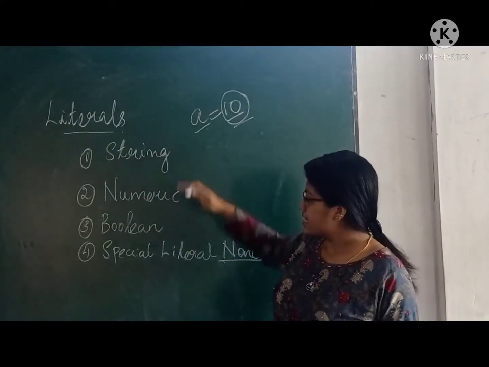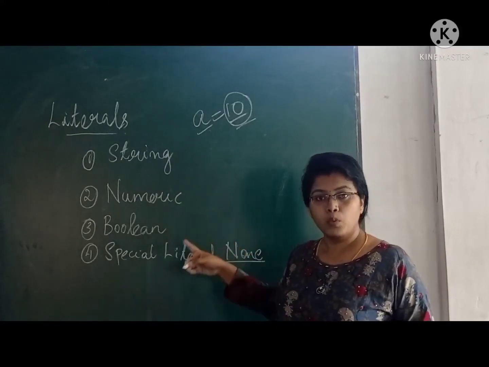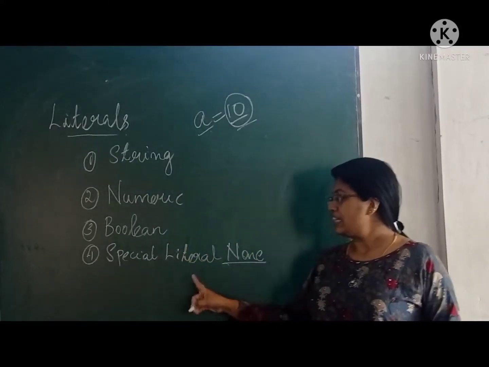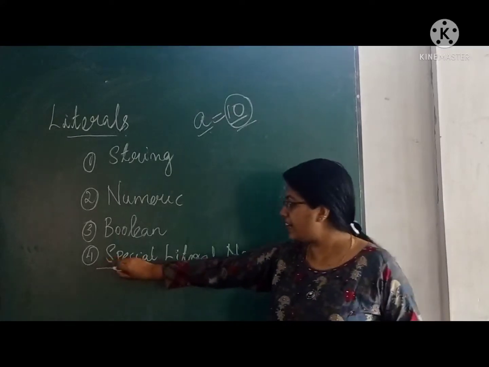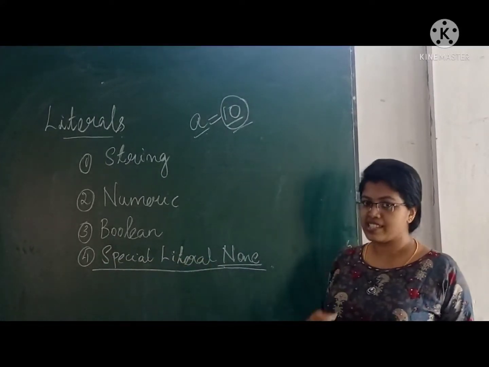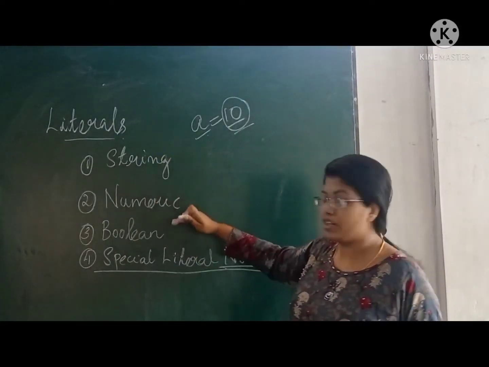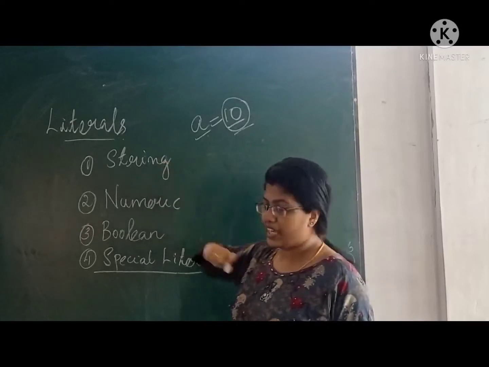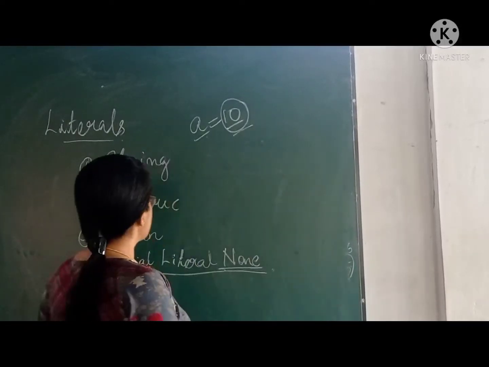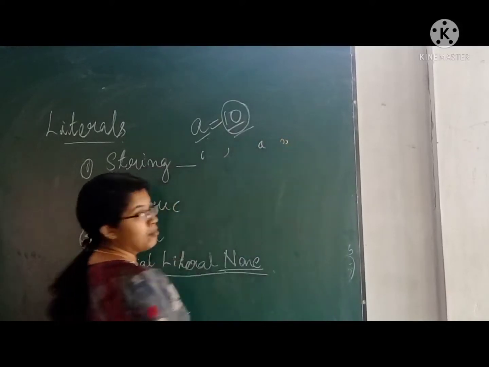We can see these are the types of literals: string literal, numeric literal, boolean literal and the special literal None. This special literal None we will discuss later. It is a special one, that's why we discuss it in later classes. Today we will see the first three: string, numeric and boolean literal. First, string literal. What is a string literal? It is enclosed in single quotes or double quotes.